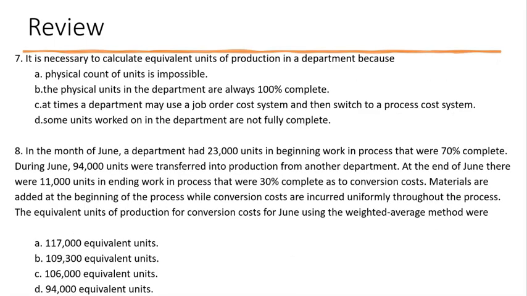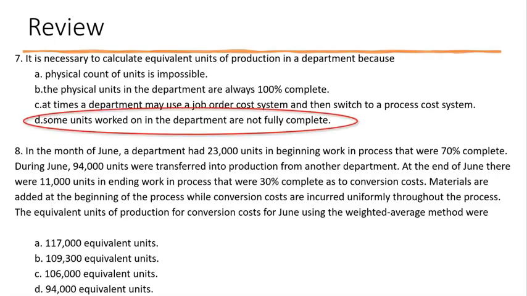Okay. Number 7, it is necessary to calculate equivalent units of production in a department because A, a physical count of units is impossible. B, the physical units in the department are always 100% complete. C, at times the department may use a job order cost system and then switch to a process cost system. Or D, some units worked on in the department are not fully complete. And the answer is D, some of the units worked on in the department are not fully complete. So therefore, we look at the percent complete to get equivalent units.